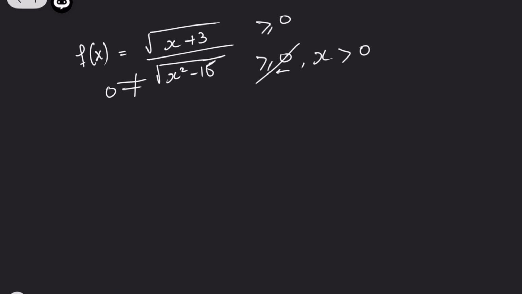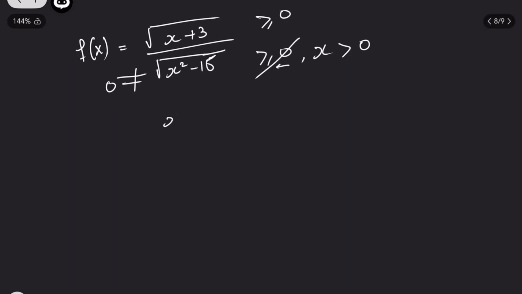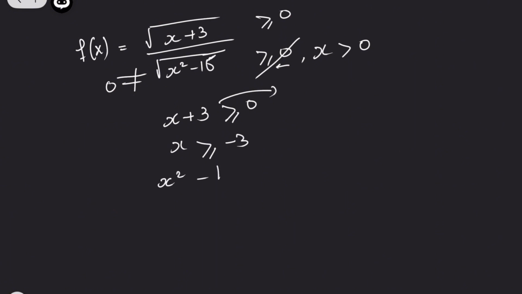So I'm not going to take this part. Let's start with the one in the numerator. We said x plus 3 bigger or equal to 0. So that means x bigger or equal to minus 3. This is the first part. Let's go to the second one. We said x squared minus 16 bigger than 0. I'm going to solve it by factorizing, and we are going to explain factorizing in the future, so don't worry about that. So it will be (x minus 4)(x plus 4). Okay?